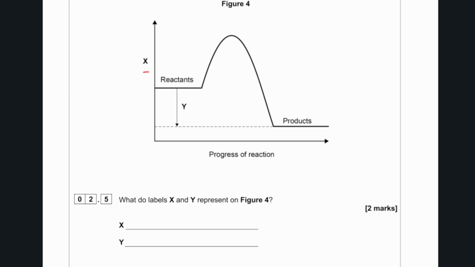So label X is over here. This is just a label for the y-axis. And you should know that this is an energy level diagram. And on the y-axis, you're just representing energy. And then label Y is this gap here from the reactants and this line over here. So what is this representing? Well, this is essentially the overall energy change, because you can see here the reactants to the products. That is the energy change. Okay, so we say here the overall energy change.